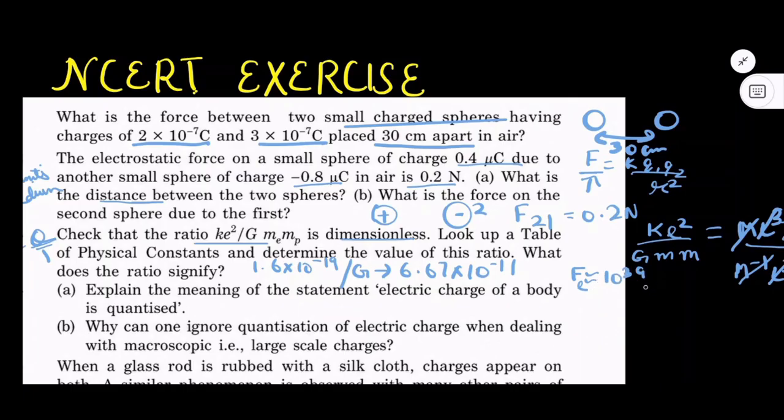Electrostatic force ratio is equal to 10 raised to power 39 times gravitational force, which signifies that electrostatic force is much greater than, or stronger than, gravitational force. Okay, so this is the significance of this ratio.